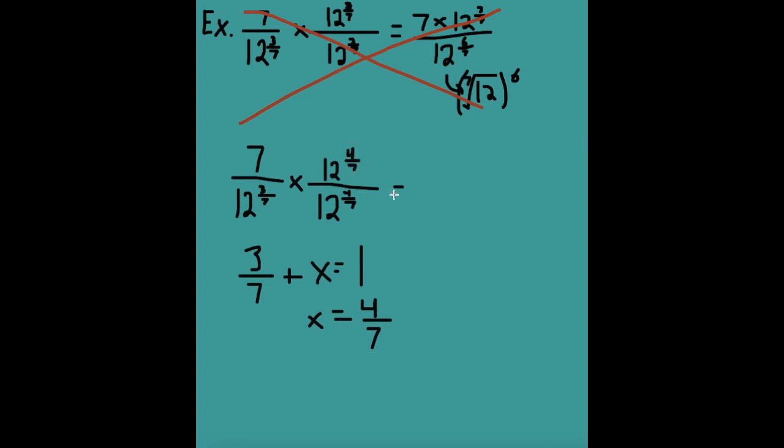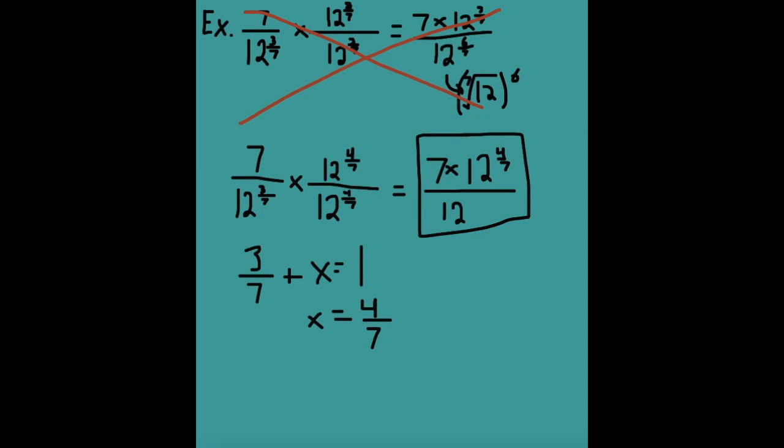In the numerator, we get 7 multiplied by 12 to the 4/7 power. Let's look at the denominator. The denominator is 12 to the 3/7 times 12 to the 4/7. This equals 12 to the 7/7, which equals 12 to the 1st power, or simply 12. Notice how we don't have a radical in the denominator anymore. The answer is 7 multiplied by 12 to the 4/7 power, over 12.